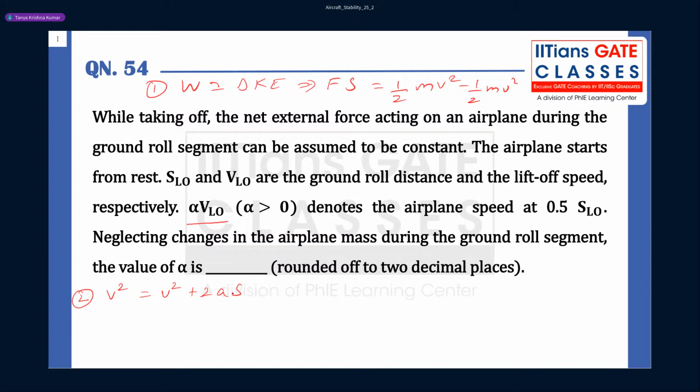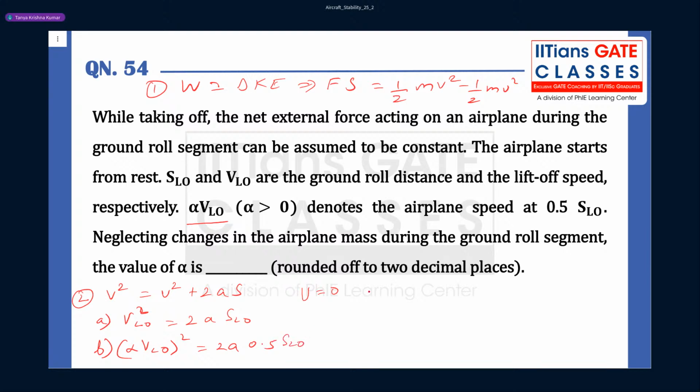Now we take 2 points, for the entire takeoff distance and for half the takeoff distance. For A, that is the entire takeoff distance, what is the formula? VL naught squared, u is 0 since it starts from rest, equals 2A SL naught. Then the second case, for half the ground roll distance. What is the formula? Just plug it in over there. So alpha VL naught whole squared equals 2A into 0.5 SL naught.